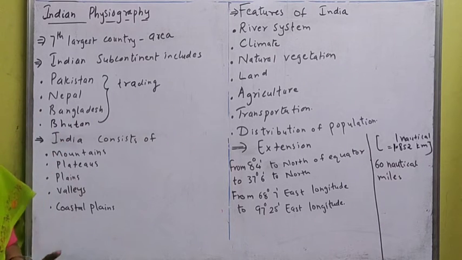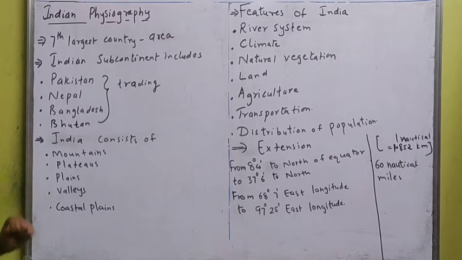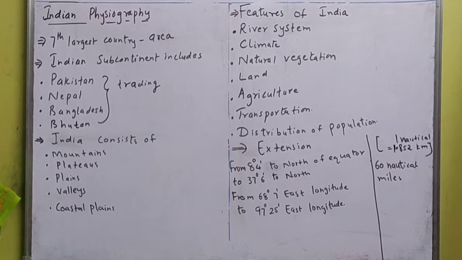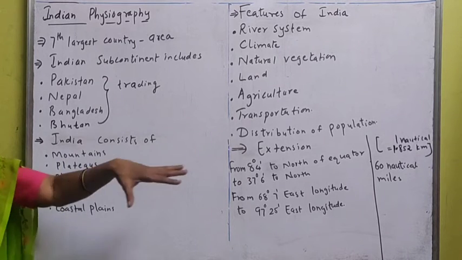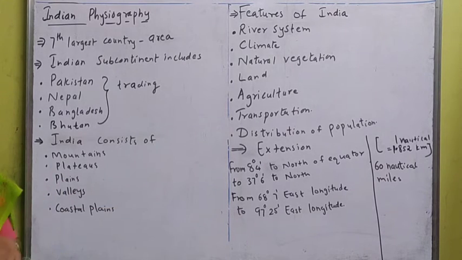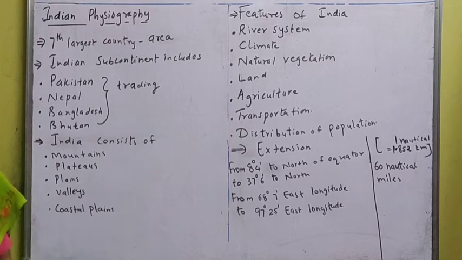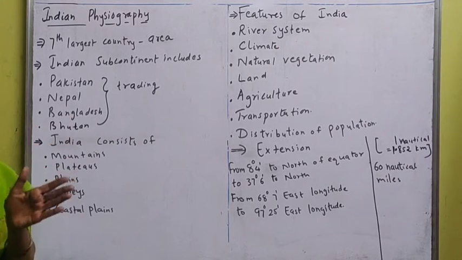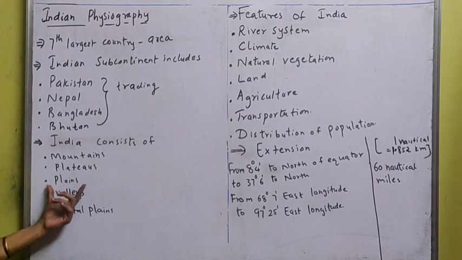If we see India, what is India made up of? India has mountains, the Himalaya mountains, Aravalli ranges. Plateaus are there, the Deccan Plateau for example. Plains, where the river flows, the flat land, that is the Gangetic plains. Valleys. What are valleys? The place between two mountains where they join together is called a valley.